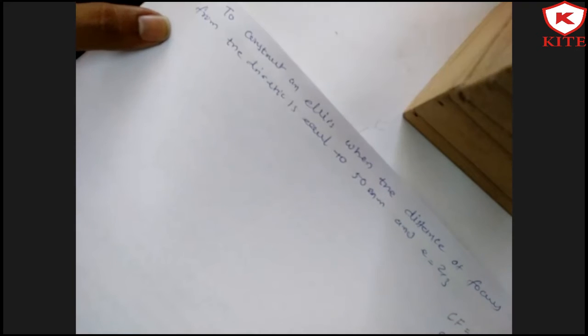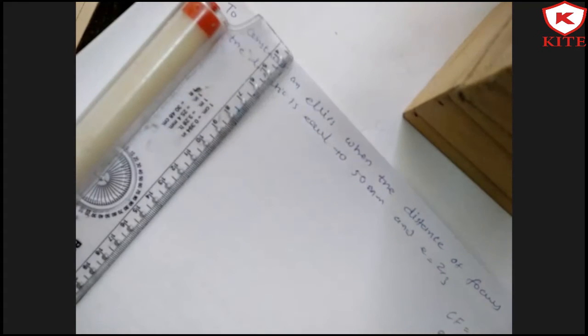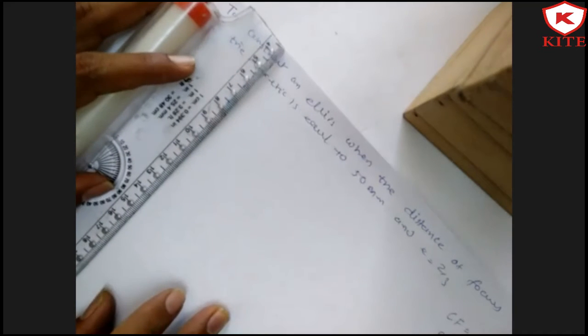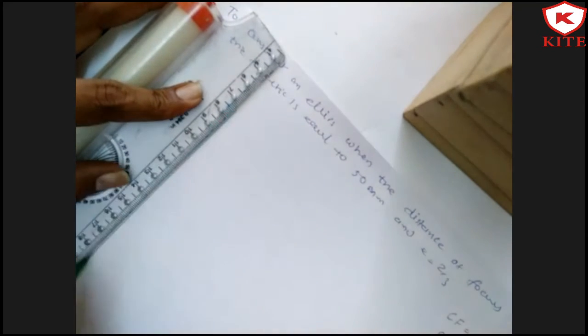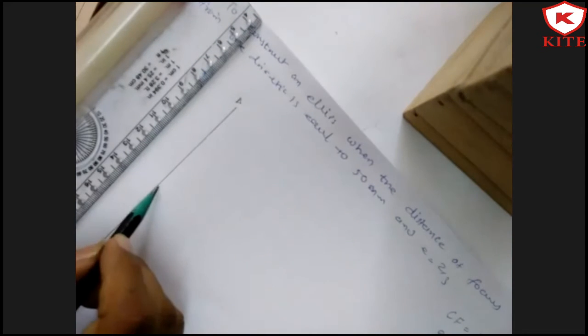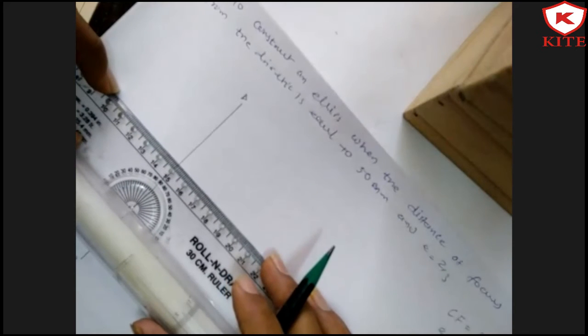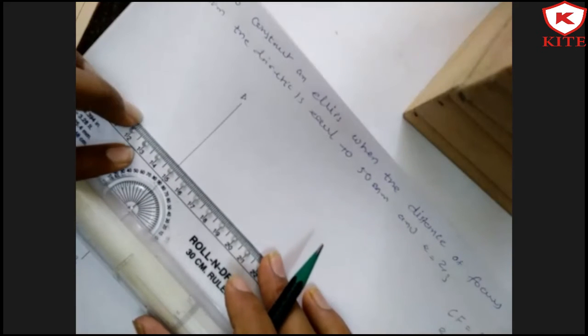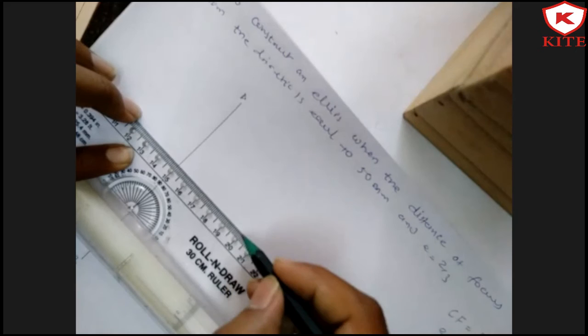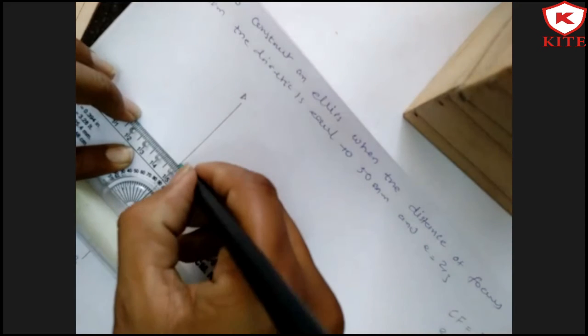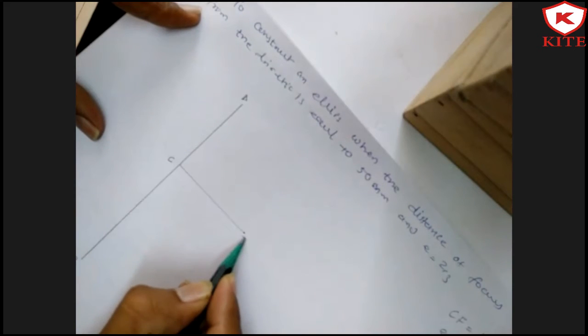Now here draw any vertical line AB as a directrix. Draw any vertical line AB, A to B. Now from line AB, draw a point which is equal to 50 mm. Now here in data, this is C and here F. C to F equal to 50 mm, which is given.